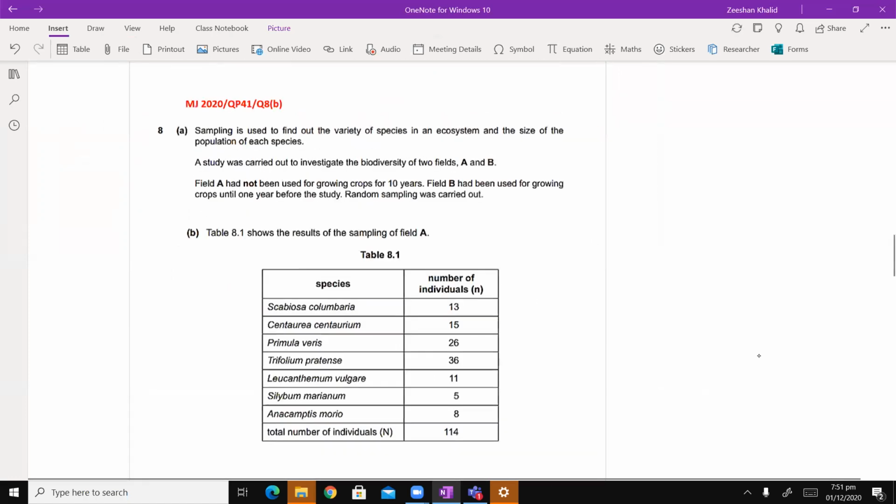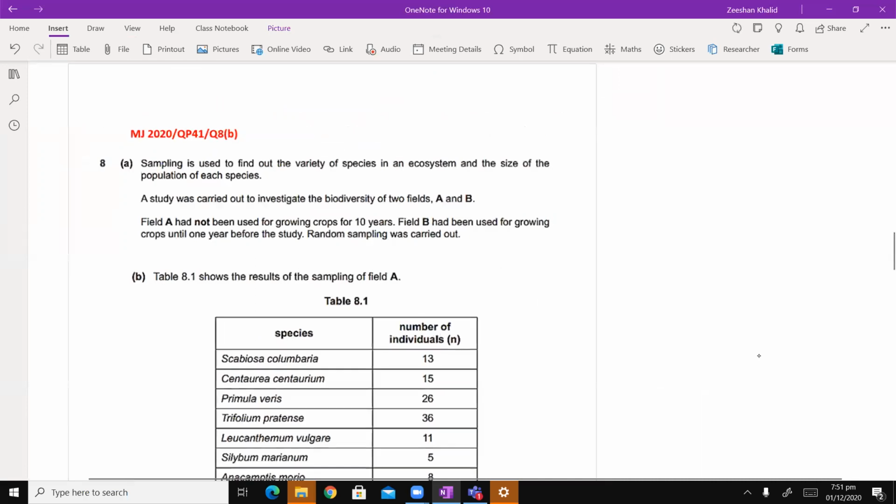Let's quickly look at this question before we end. Oh, by the way, this is from May, June 2020. Okay. Question number 8, part B.